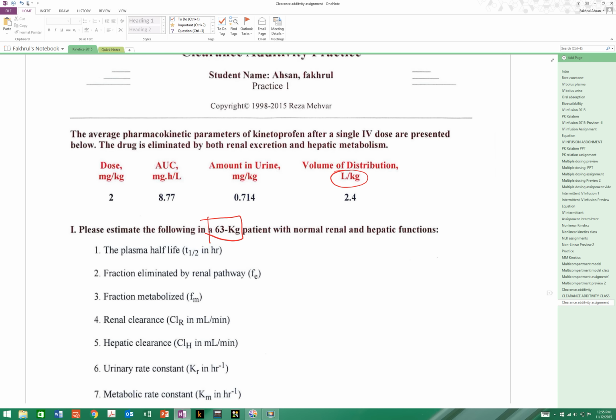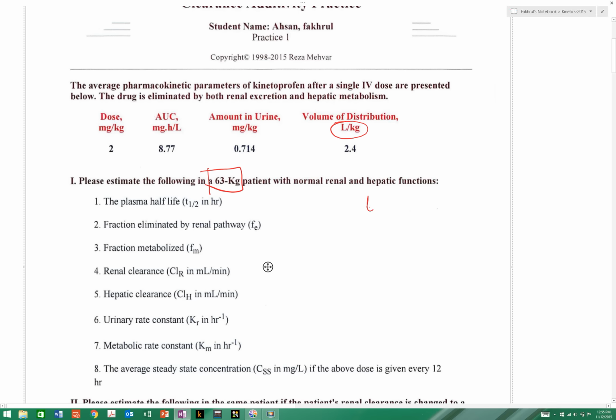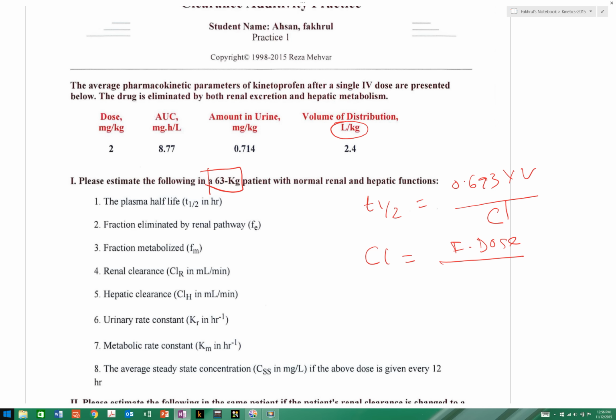So let's do this. T half is equal to 0.693 times V by CL. Before moving along with this calculation, we have to calculate CL. How do we calculate CL? For CL we have to use this equation: F times dose by AUC.